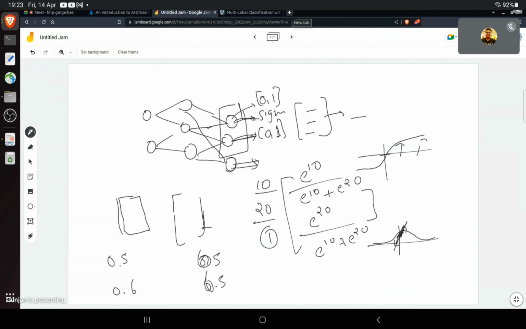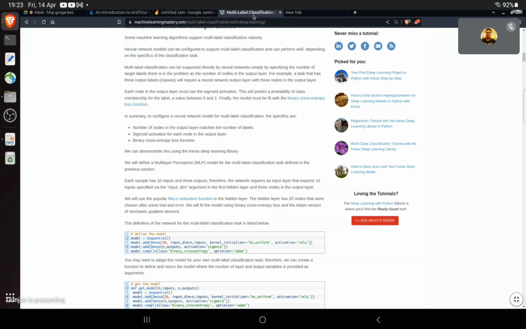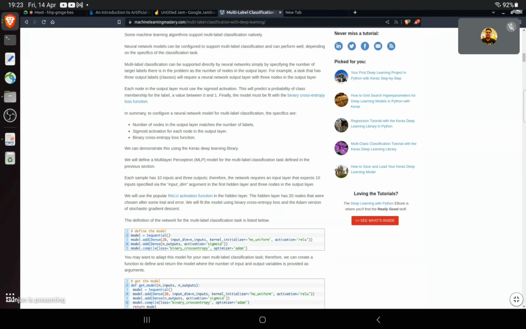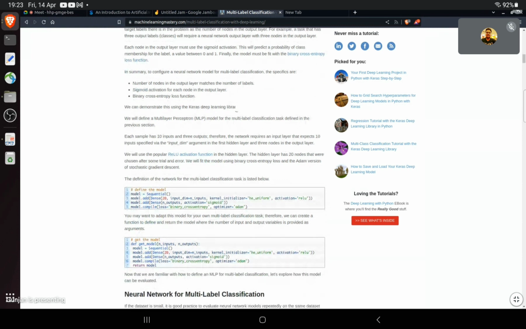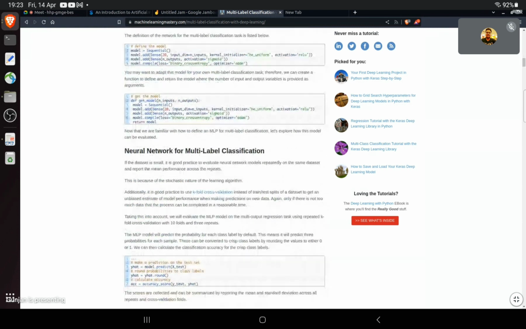If multiple objects can be true, we don't want that. If only one of them can be true, like one of them is true and one of them is false, for example 0.6 is true, then 0.51 is obviously false, then you can apply softmax. But if both of them can be true simultaneously, then you cannot apply softmax.